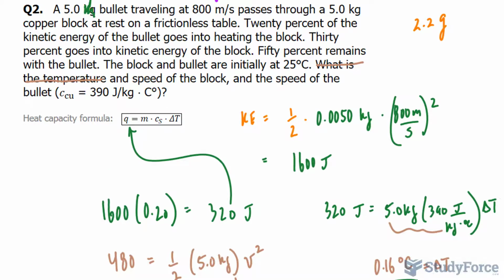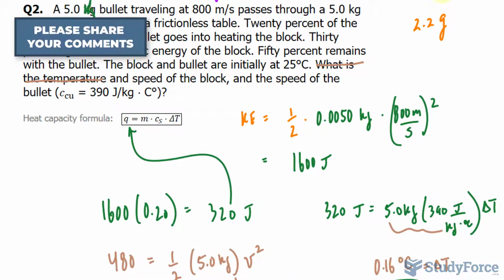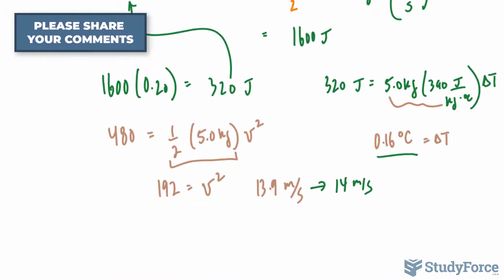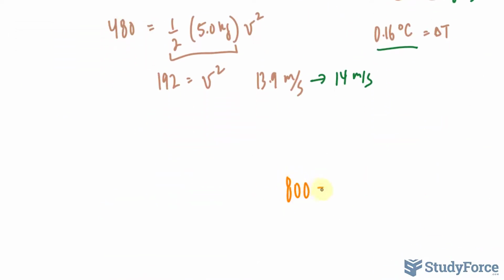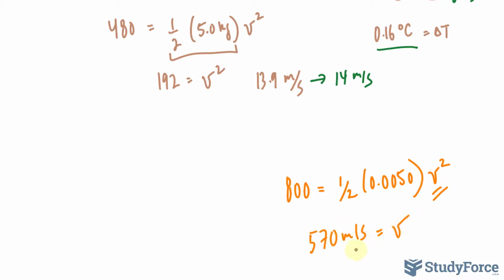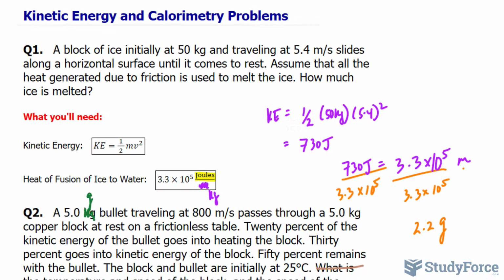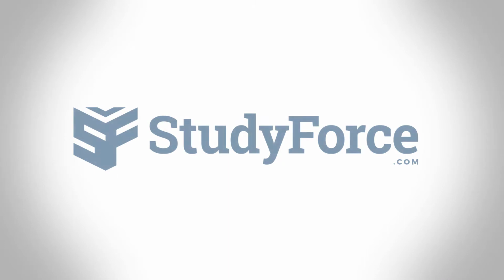The last thing that they wanted was the speed of the bullet. Well, 50% remains. So again, you have to use the kinetic energy formula, where if we take 50% of 1600, being 800, so the kinetic energy is 800, is equal to half the mass of the bullet, being 0.0050, times the speed. If we solve for v the same way we did in the previous calculation, you should end up with the speed of the bullet being roughly 570 meters per second. And there you have it. Now you know how to combine kinetic energy and calorimetry type calculations.